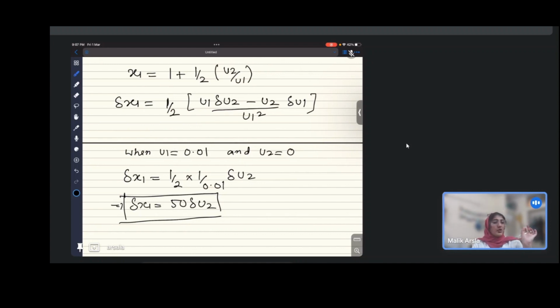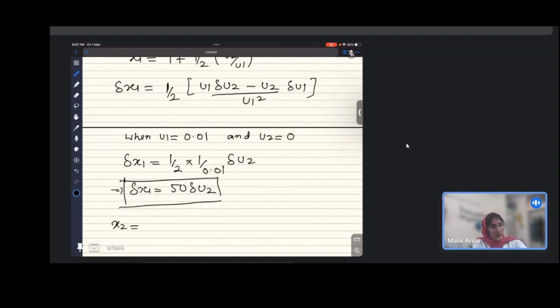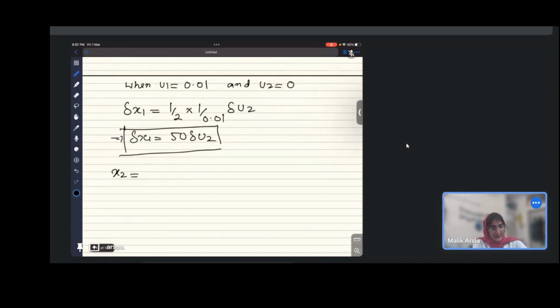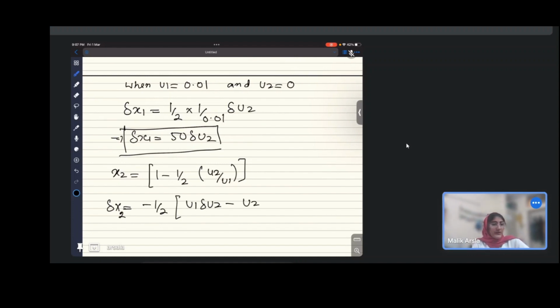For u1, it's not going to be sensitive, because in the del x1 expression you're not getting any term of u1. Now similarly for x2, we know that from here x2 is 1 minus 1 by 2 u2 by u1. Now taking del x2, it is coming out to be minus 1 by 2 u1 del u2 minus u2 del u1 upon u1 square.